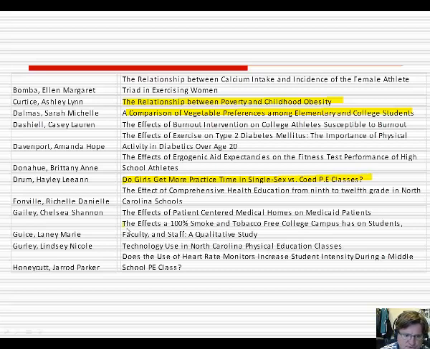Lainey was a health student. She looked at the effects that 100% smoke and tobacco-free college campuses have on students, faculty, and staff, a qualitative study.